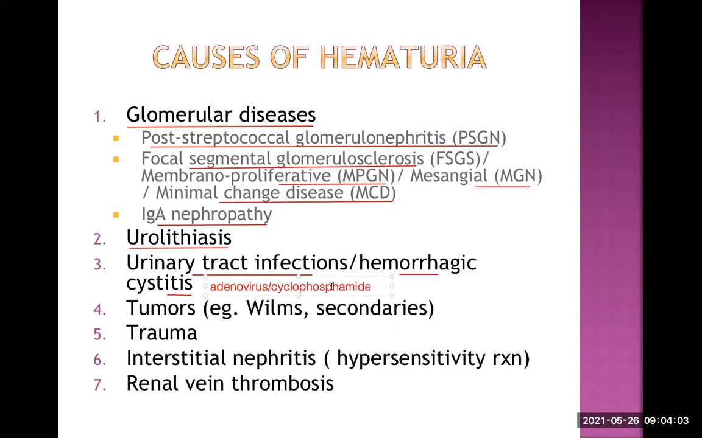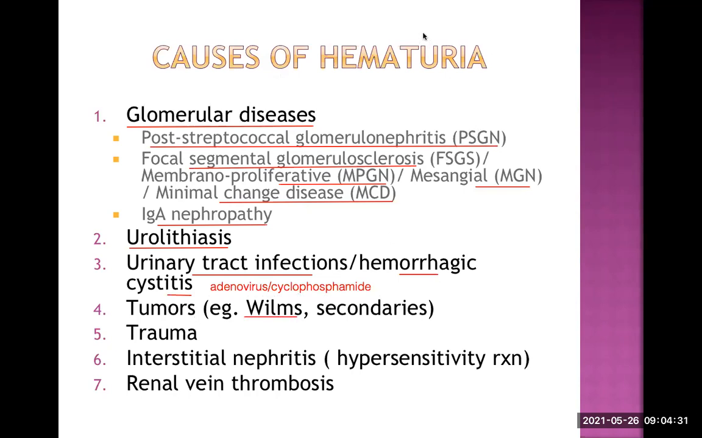Very important MCQ question. Okay, please remember. And adenovirus is a type of DNA virus which can lead to infection there. This is called hemorrhagic cystitis. A lot of RBCs appear in the urine. Cystitis is inflammation of the urinary bladder. Some of the tumors may lead to hematuria, like Wilms tumor, okay, Wilms tumor, and some secondaries in the kidney.